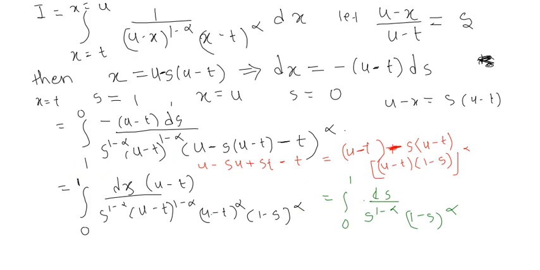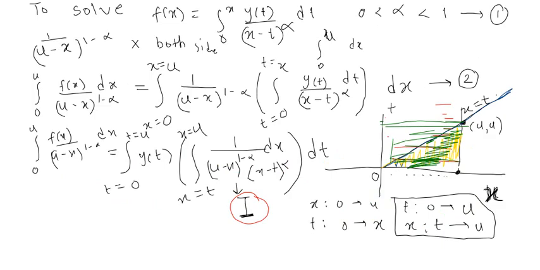Now you see, when we started with this, I had taken y of t. So whatever solution we get, we will write it as y of t. Just now what I got is in terms of u, so let me write it in terms of t. Wherever there is u, I will put t, and we will get the final solution of this Abel integral equation.